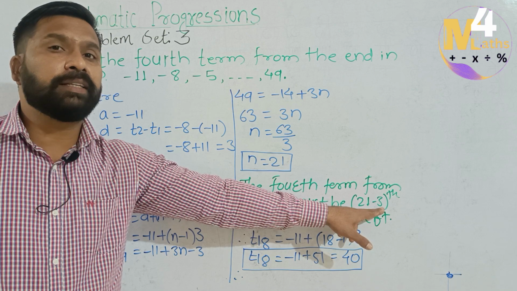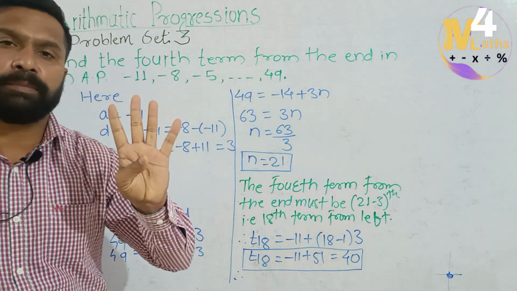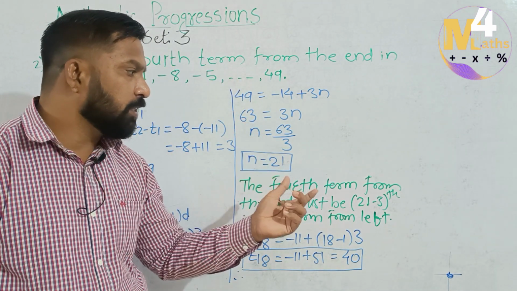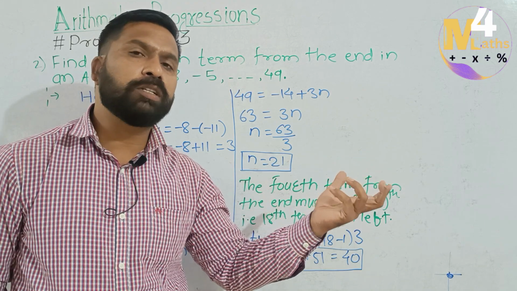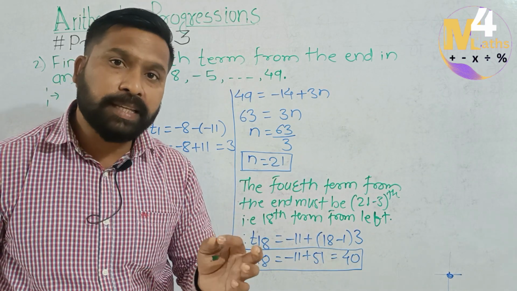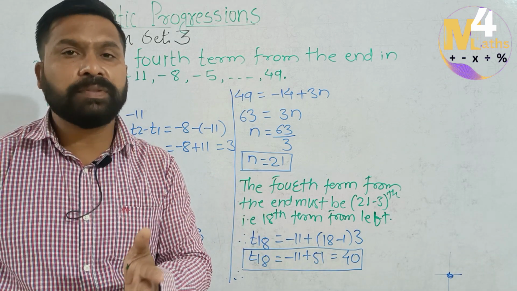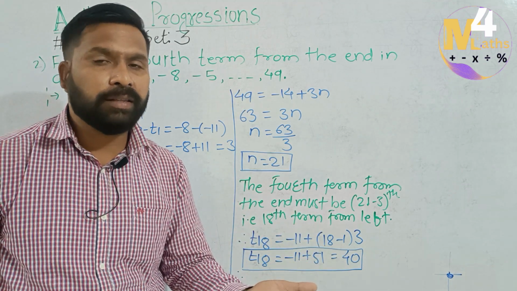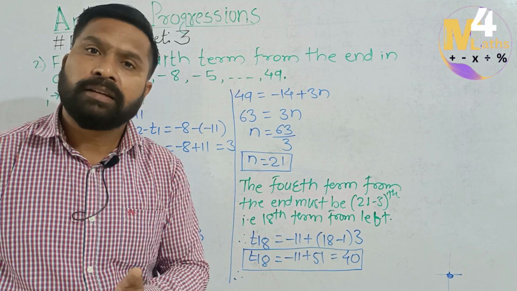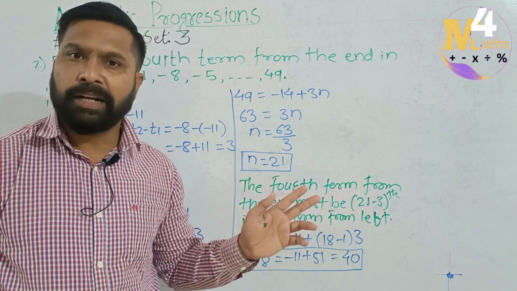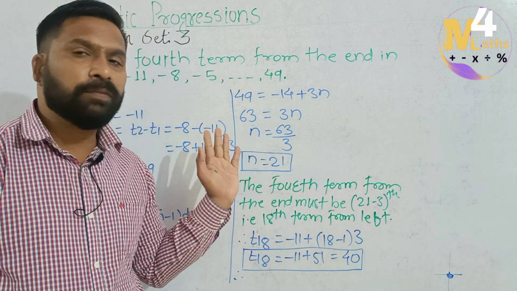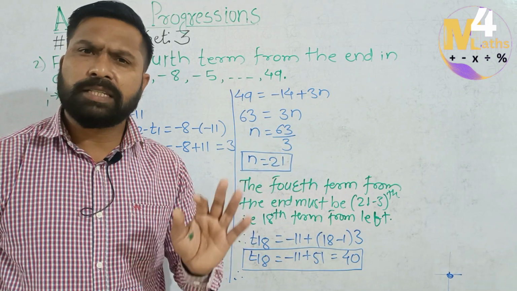Why are we subtracting 3? Because of the fourth term. If they were asking us to find the seventh term, then how much are we going to subtract from it? 6. If they are asking the 10th term, then 9. If they are asking the 15th term, then we would be subtracting 14 from it. 21 minus 14 will be the term from the left hand side. This is all about it.